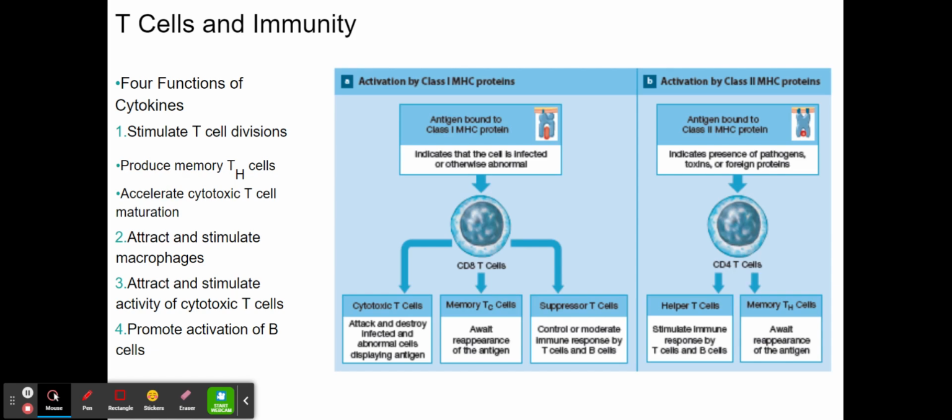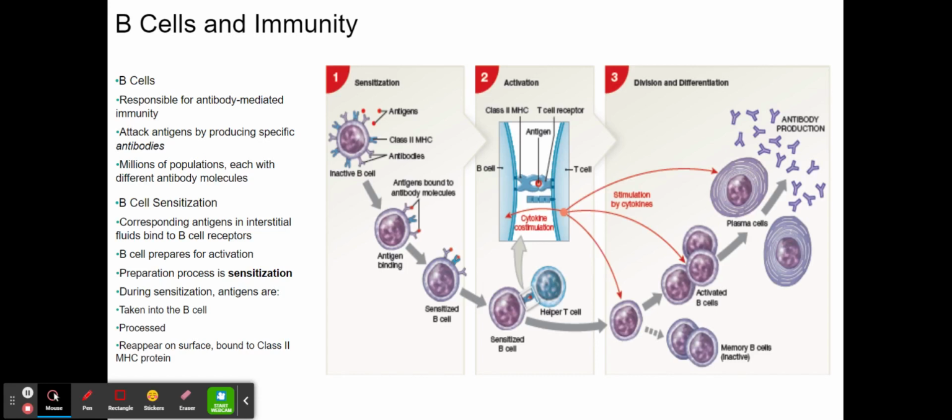The plasma membranes of infected or otherwise abnormal cells trigger an immune response when CD8 T cells recognize antigens bound to class I MHC proteins. Extracellular pathogens or foreign proteins trigger an immune response when CD4 T cells recognize antigens displayed by class II MHC proteins. As we noted earlier, the body has millions of B cell populations.